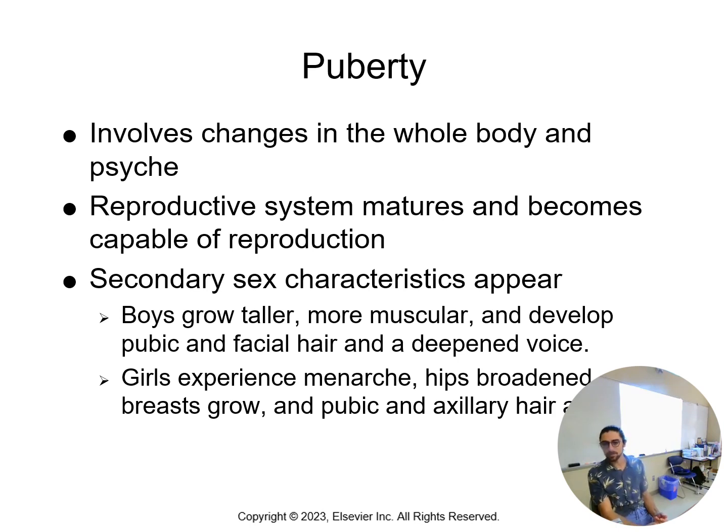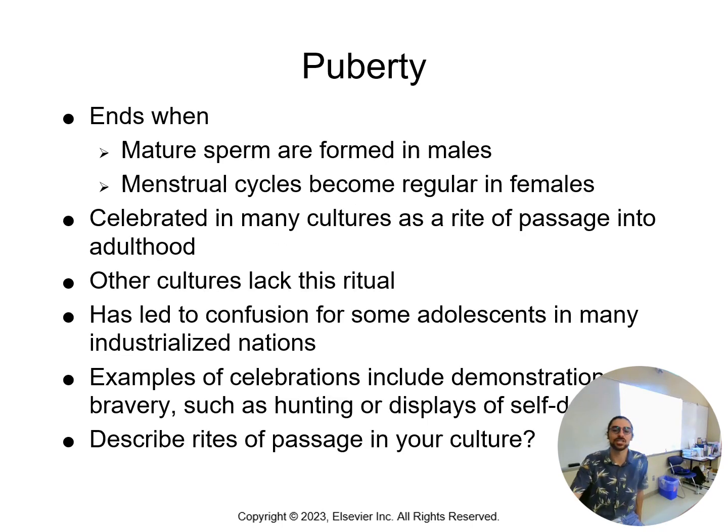The secondary sex characteristics are the ones that grow with you as you mature through puberty. So testicular drop, the male musculature, pubic and facial hair, deepened voice. For women, it's menarche, broadening hips, breast growth, and pubic and axillary hair. It's just the signs that you're becoming a physiologic adult.